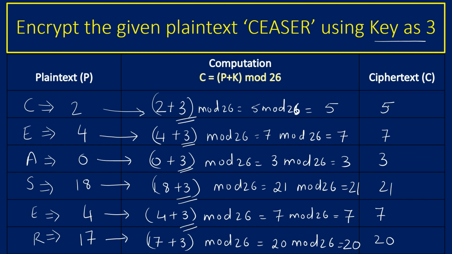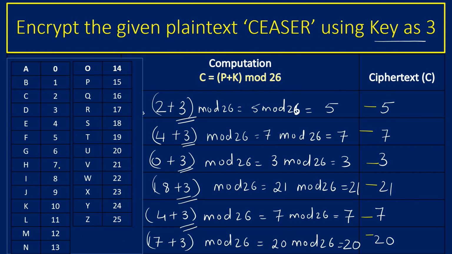So in order to find out the letters corresponding to each of these numbers, we would require the mapping table again. So we'll use this mapping table again to map the numbers for the ciphertext to the letters of the ciphertext. So let us see the first case. 5 maps to letter F. So my first ciphertext letter is F.